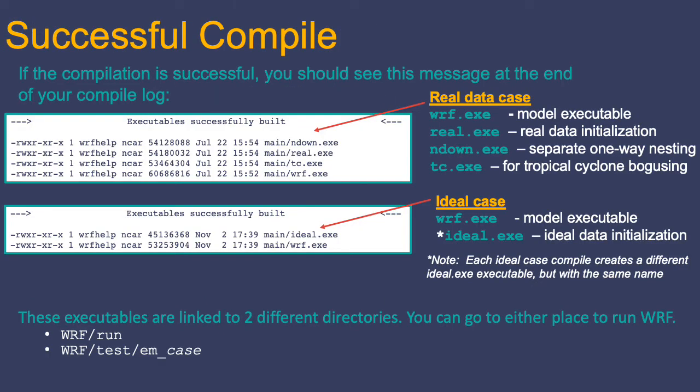If your compile is successful, you'll have a message at the end of your log file that says the executables were successfully built. If you compiled a real data case, you'll have 4 executables: the real.exe and wrf.exe files, which initialize and run WRF, the ndown program, which is a special type of one-way nesting you can use to run your domains separately, and tc.exe for tropical cyclone focusing. If you compiled an ideal case, you'll only have the ideal.exe and wrf.exe files. All of these executables are built in the main directory and are linked to both the run directory and the test/em_ case directories, and you can choose to run from either location.